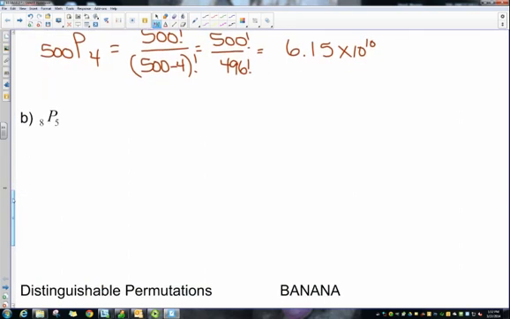All right, what I want you guys to do is set this one up. So pause the video for a second, set it up, and then see what you end up with. You can solve this in your calculator if you want to, or you can do it by hand.